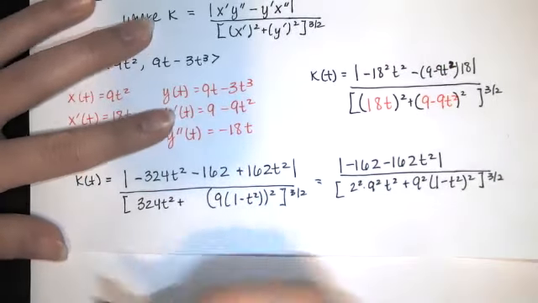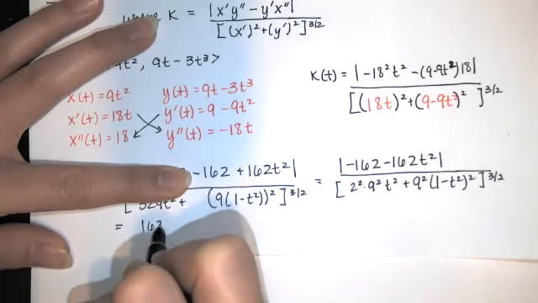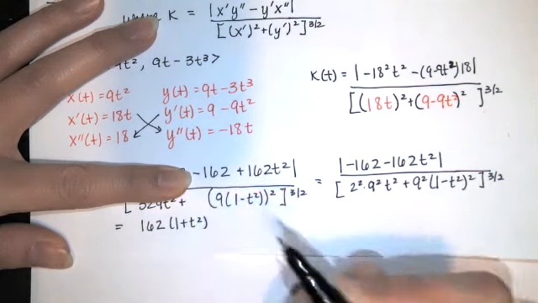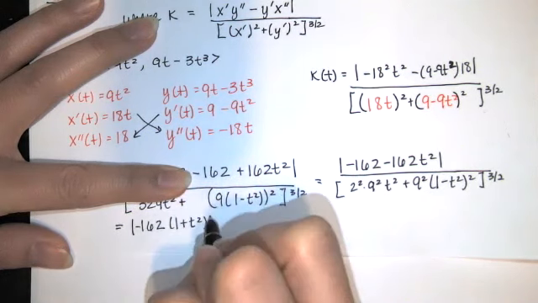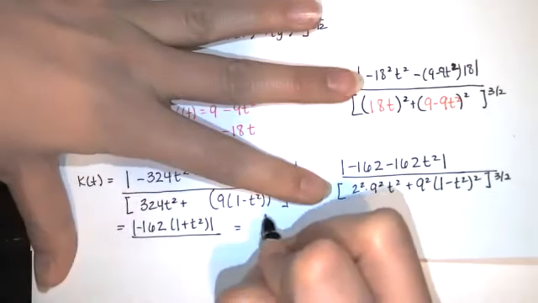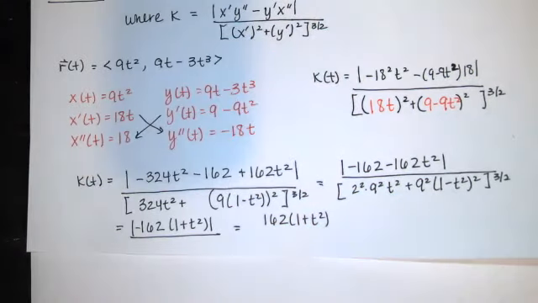And if you want, you could factor out that 162. And what's left is a 1 plus t squared. So you have a negative number times something that's always positive, so its absolute value is just the positive 162 times 1 plus t squared.